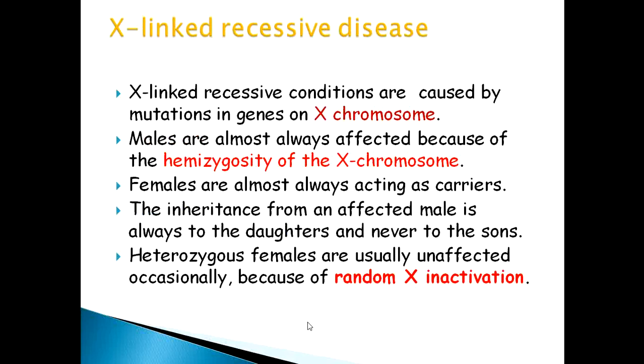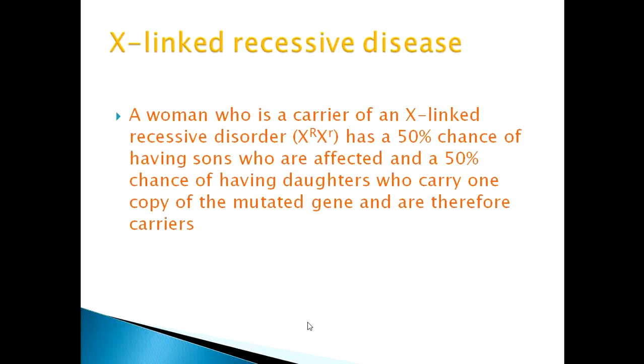X-linked recessive diseases are caused by mutations in genes on the X chromosome. Males are almost always affected because of hemizygosity of the X chromosome, because they have just one X chromosome. Females are almost always carriers. The inheritance from an affected male is always to daughters and never to sons. Heterozygous females are usually unaffected because of random X inactivation.